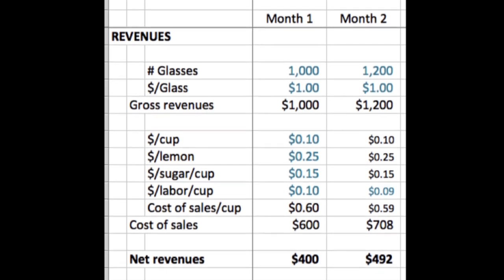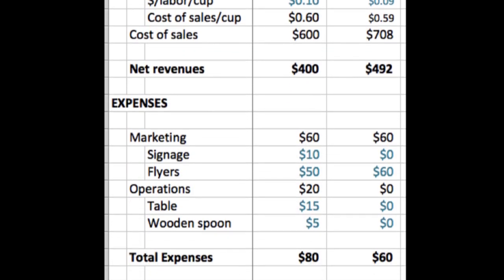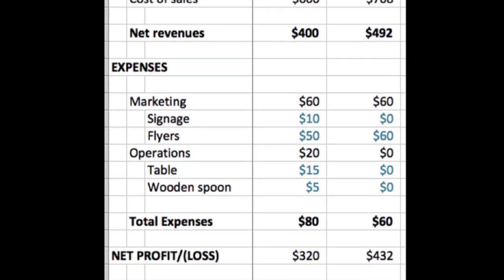Our net revenues for the month are $492. That's 1,200 minus 708. And in terms of expenses, well, we already built a sign. We don't need another one, so we're not spending more on that. But in order to have more customers, we have more flyers we're making, so we're gonna spend a little bit more on that. And again, assuming we have the table and the spoon and everything else, well, that's all zeros. And so our fixed expenses, in fact, went down for that month. Our fixed expenses were down to $60, which means our net profit or loss for the whole month was $432.